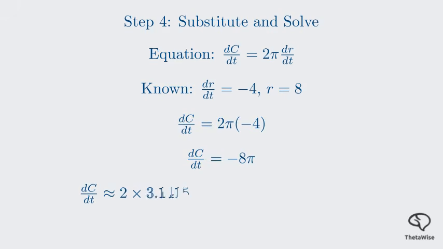We can calculate the numerical value of -8 pi. Using pi is approximately 3.14159, this gives us -25.133. The units are centimeters per second. The negative sign confirms that the circumference is decreasing.